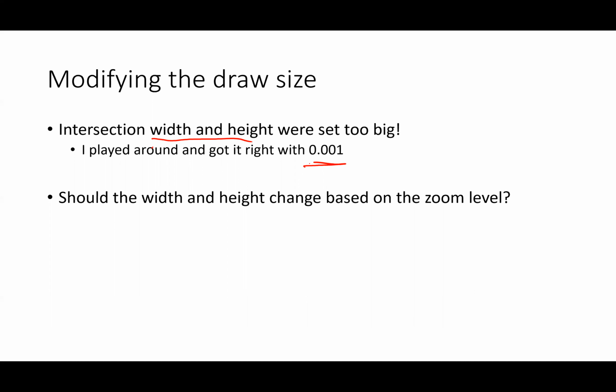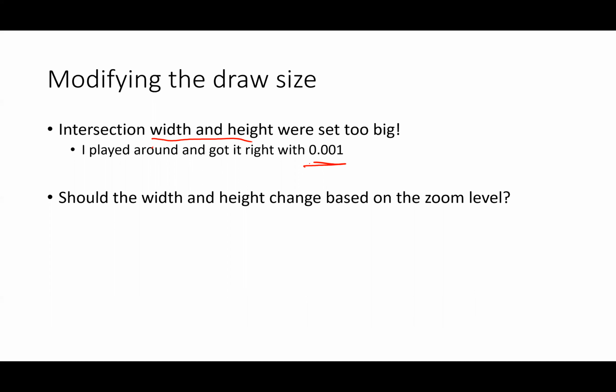I played around with the sizes of these width and height, and about 1,000th of a degree of latitude or longitude was right. That's a more reasonable choice. As I zoom in and out, the intersections will get bigger because EasyGL is just going to transform them all to the screen. And that's probably fine. I personally think that's a reasonable aesthetic.